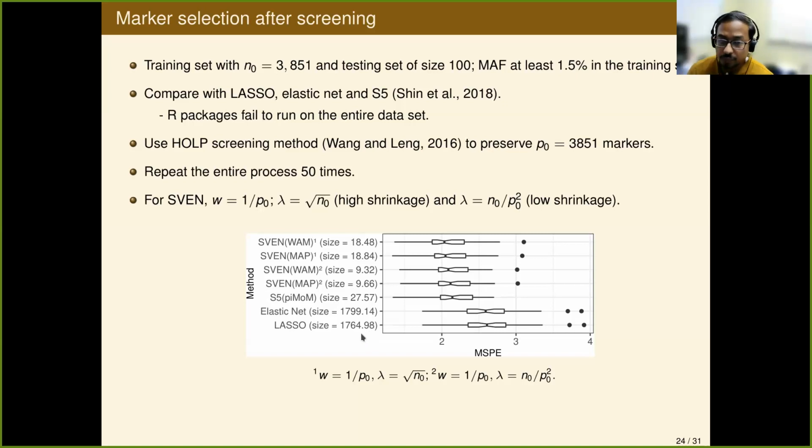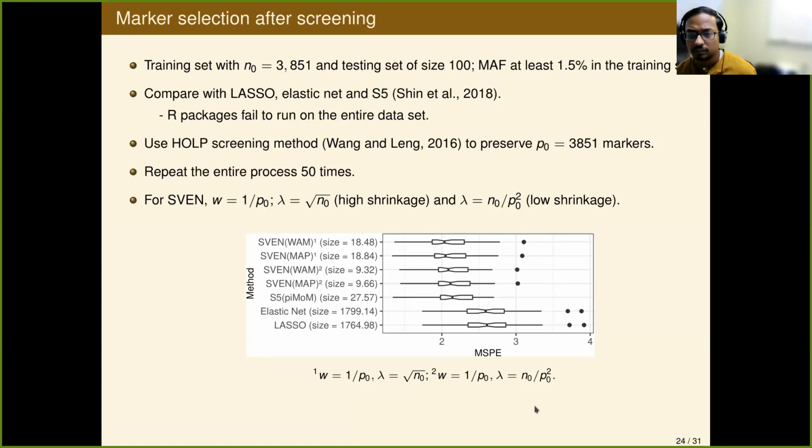And we also see that our method with high penalty, meaning more shrinkage, tends to do similarly on the prediction side, but with a smaller model size. In contrast, our method with low shrinkage does slightly better on the prediction side, but has almost double the model size of the high shrinkage methods.